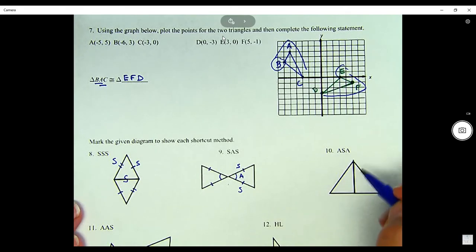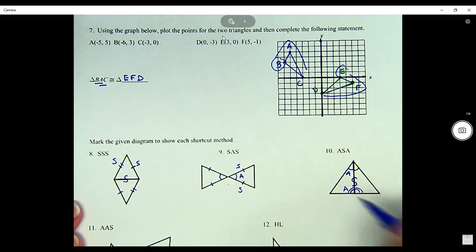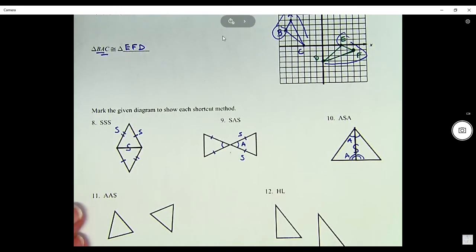Angle, side, angle. Well, the side that's shared already is this one, so that's a freebie. So to get angle, side, angle, I would need to know this pair of angles and this pair of angles. Angle, side, angle. All right, next, angle, angle, side.